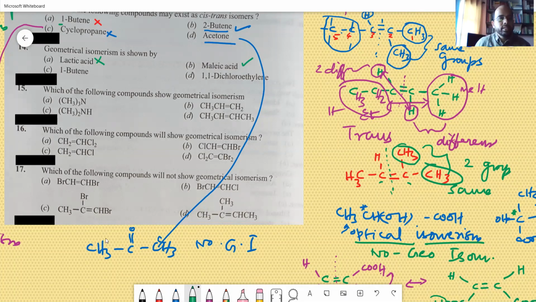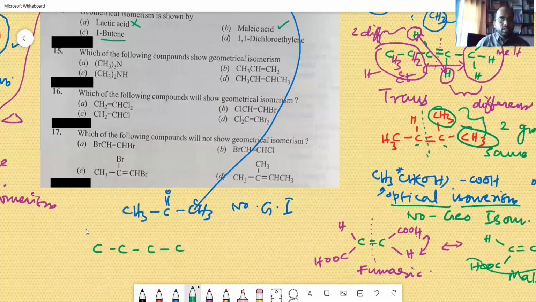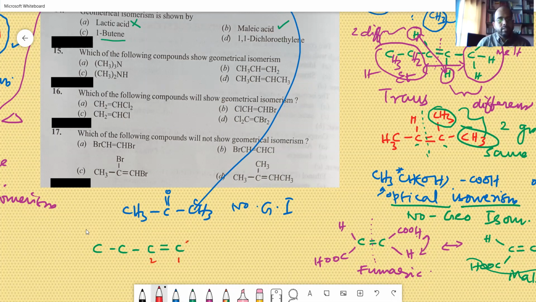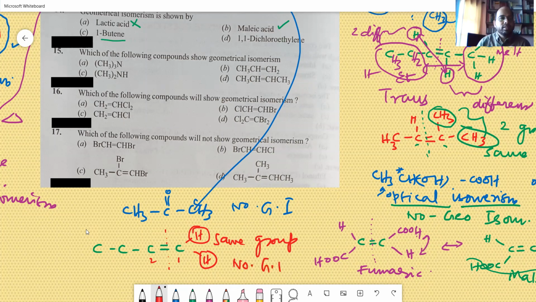1-butene, does it exhibit geometrical isomerism? You have to draw 1-butene. Butene means you have to put 4 carbons: C, C, C, C. Okay, the first atom is having the double bond because it is 1-butene. Here you have H, H. Here itself you have same groups across the double bond, on one side of the double bond. So no geometrical isomerism. So this also doesn't show any geometrical isomerism.